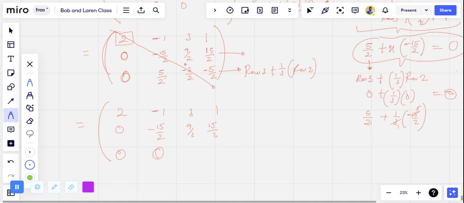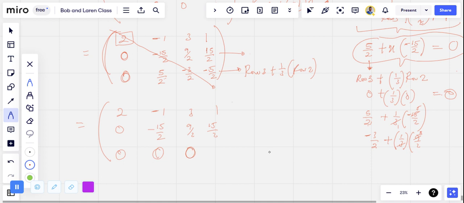So what am I going to do? At this position here, write minus 3 over 2. Then plus 1 over 3 times the corresponding row 2 value, that is 9 over 2. So now let's check. What are we going to have? 3 here 1, 3 here 3. So I have minus 3 over 2 plus 3 over 2, which is 0.